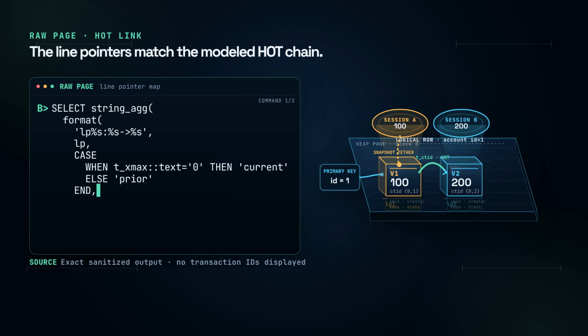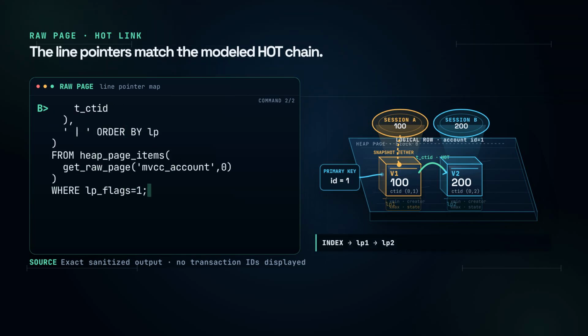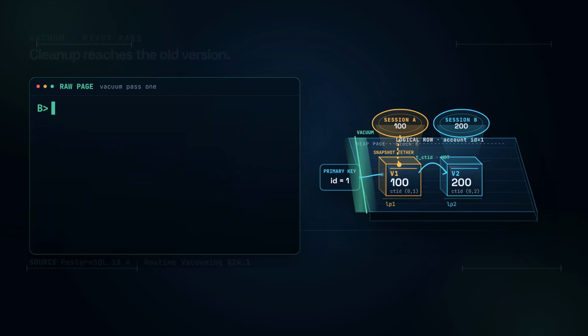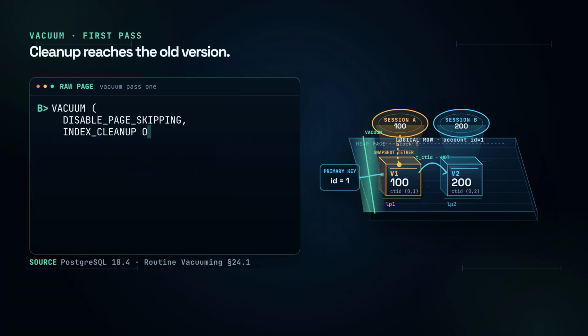Pageinspect reports two normal physical versions. The first is the prior version and points forward to (0,2). The second is the current version at (0,2). We are not inventing transaction IDs or relying on a diagram. The two ctid values returned by the queries match the two versions on the heap page.